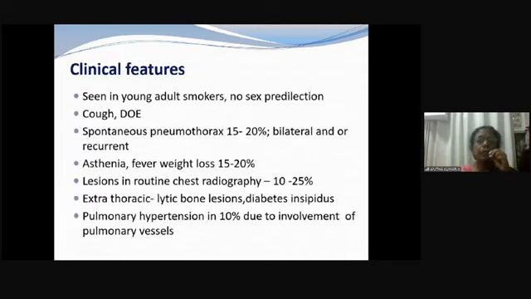Now the clinical features: usually seen in young adult smokers with no sex predilection. They usually present with cough and dyspnea on exertion, and spontaneous pneumothorax is common. They can have systemic features like asthenia, fever, weight loss. Sometimes they're just routinely picked up on a chest radiograph. And very rarely extrathoracic manifestations like lytic bone lesions, or if there is a pituitary stalk involvement, patient can have diabetes insipidus. And pulmonary hypertension is seen in 10%, and this can be because of involvement of the pulmonary vasculature.